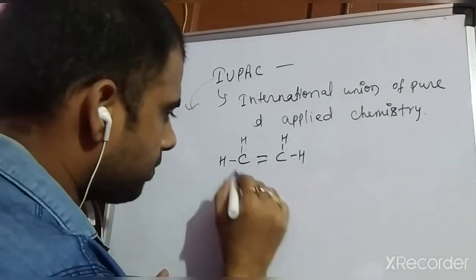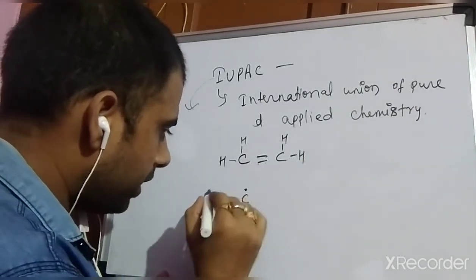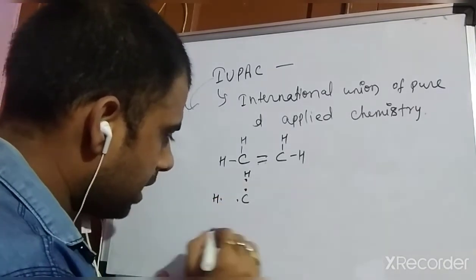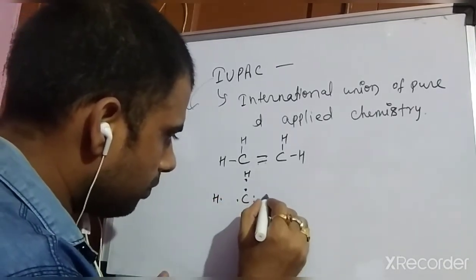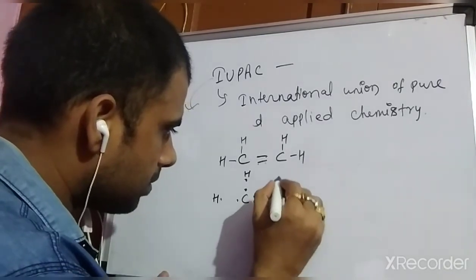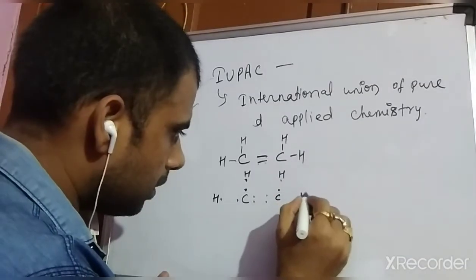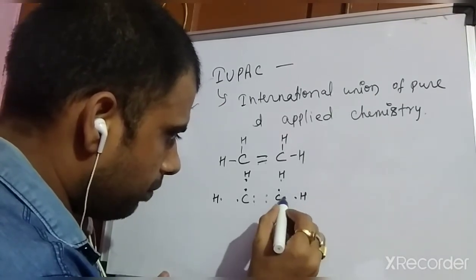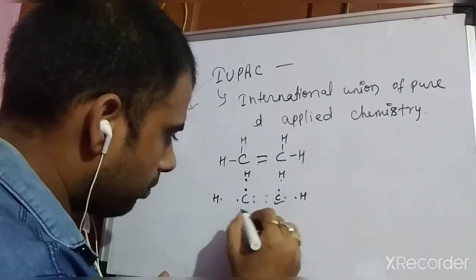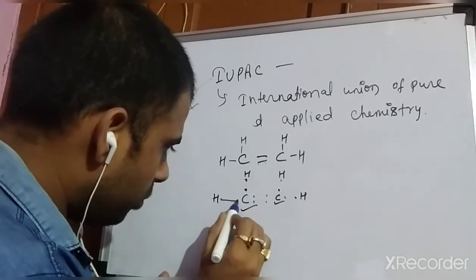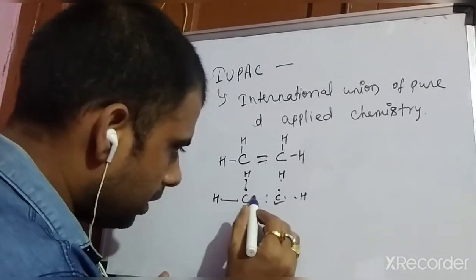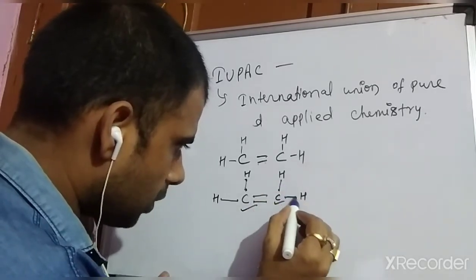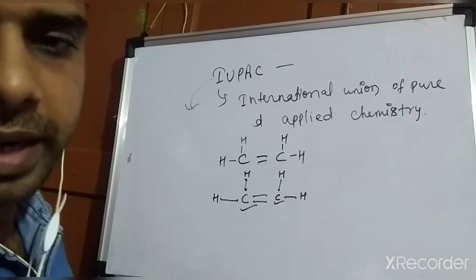How has it formed? You know that carbon has 1 electron, hydrogen 1 electron, hydrogen 1 electron. This carbon has 4 electrons. So 2, 3, 4 for this carbon, and 2, 3, 4 for this carbon. They mutually share. All these concepts you have done in class 10. Now it has formed like that.